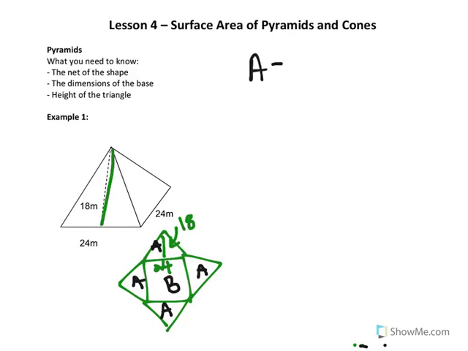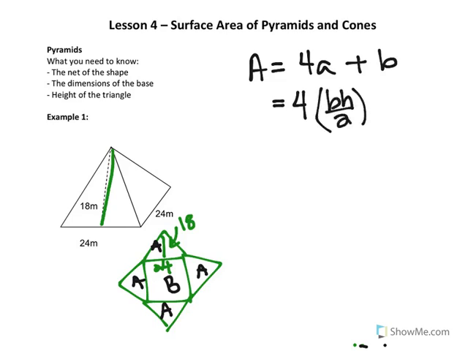So to come up with our formula, we're going to have 4 A's and 1 B. So the area for A is a triangle, so base times height divided by 2. And because this is a square for shape B, we can just call it the base squared. And I can simplify a little bit here because 4 divided by 2 is 2. So this is actually our formula for a pyramid. 2 times the base times the height plus the base squared.